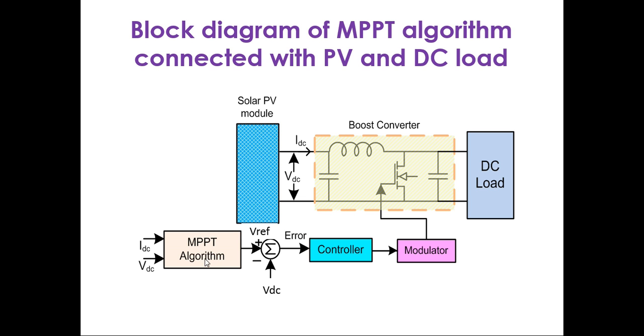Depending upon the selected algorithm, the reference voltage or reference current will come out. It is compared with the actual voltage or current. In this case it's a voltage based MPPT algorithm. The error signal is generated and given to the controller. In this case it might be a PI controller, and then we have the modulator signals. It will generate the duty cycle, my switch will operate, and the power is transferred to the DC load. So this is the block diagram for the MPPT algorithm.